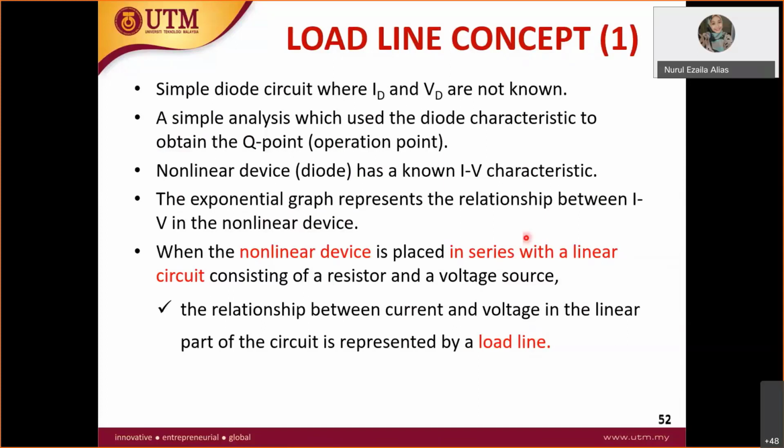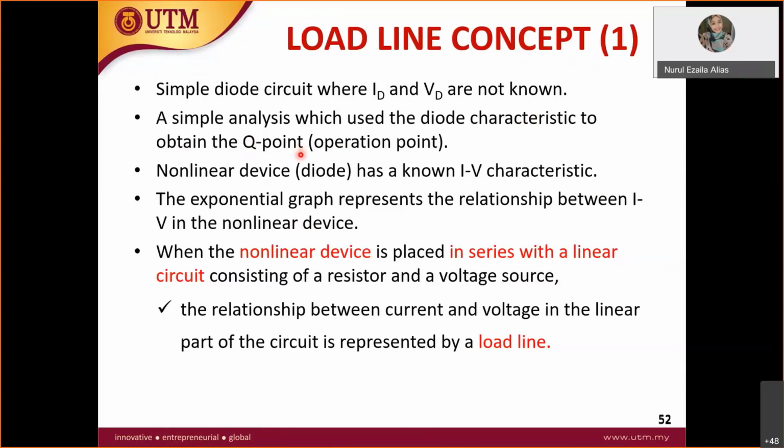We don't know the value of ID and VD of that simple circuit. We don't want to do the mathematical approach, we want to do the graphical. So for a simple analysis, use the diode characteristics. Diode characteristic means the IV curve just now, and then we obtain the Q point, the operating point.